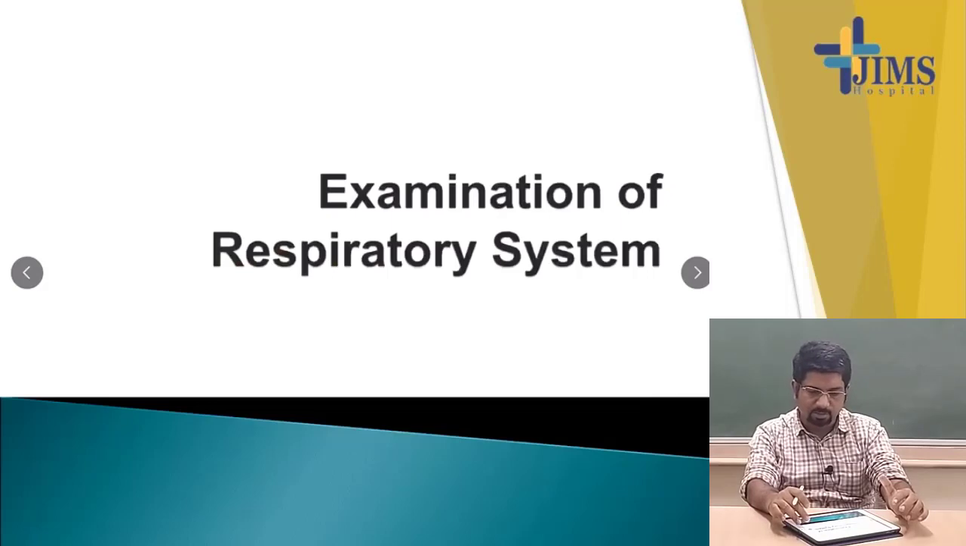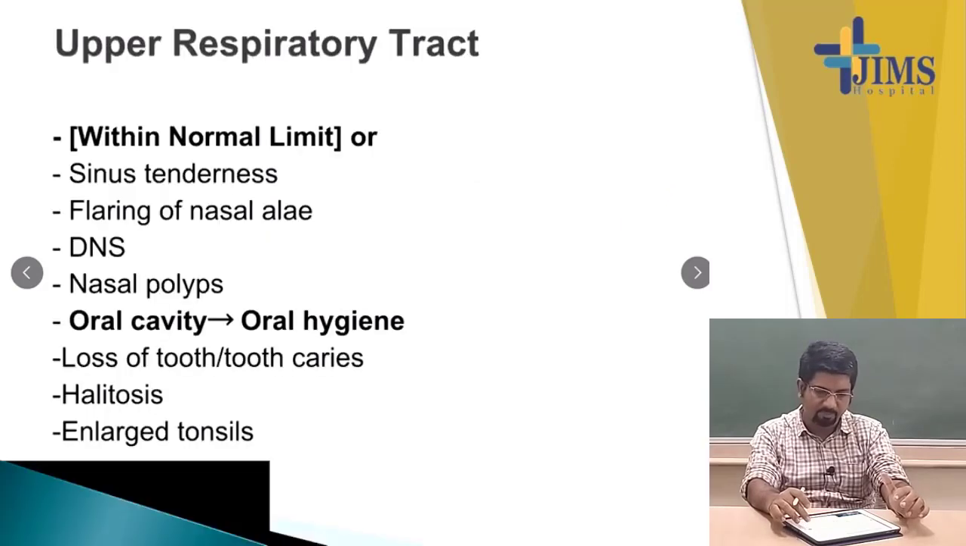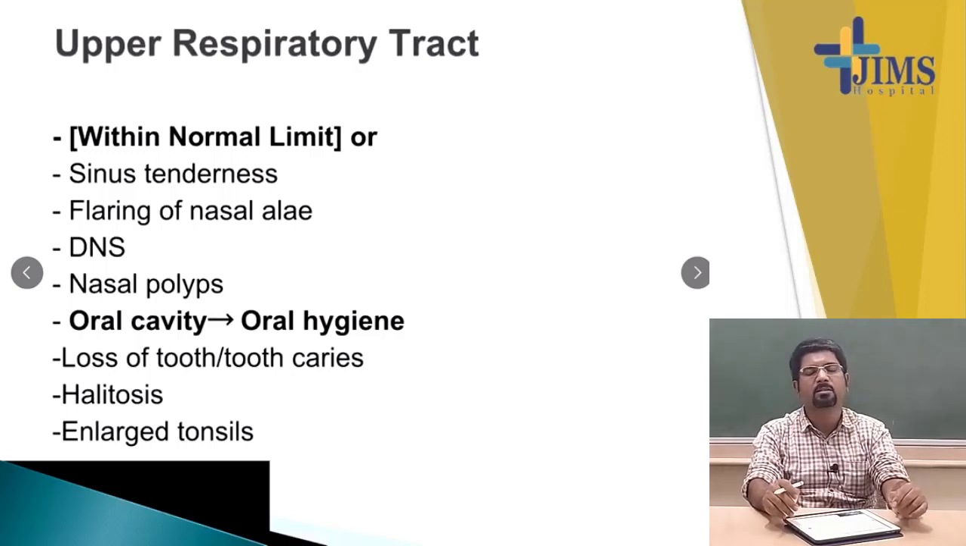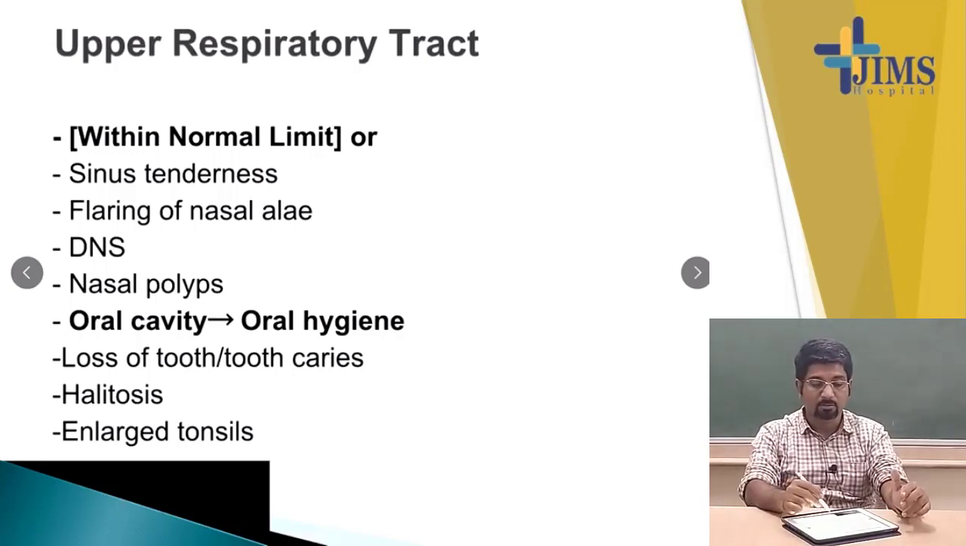Now come to the examination of the respiratory system proper. We divide it into the upper respiratory tract, an arbitrary division from the nostril up to the larynx, and below that portion is called the lower respiratory tract. The upper respiratory tract is very important to know some pathology in the lower respiratory tract. So we first start with the nasal cavity.